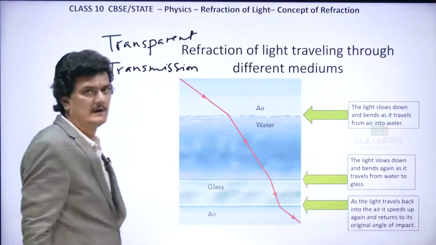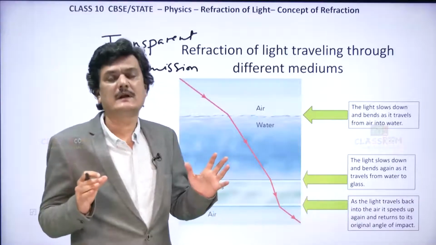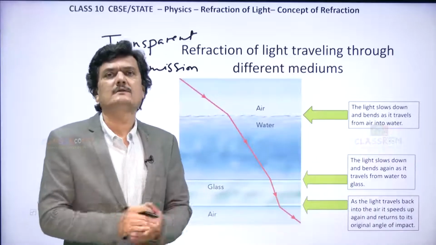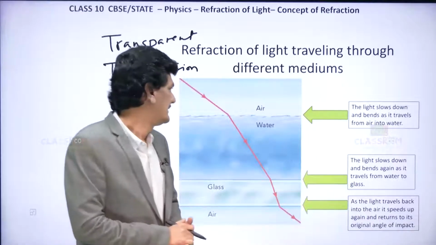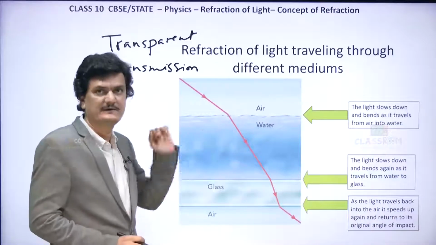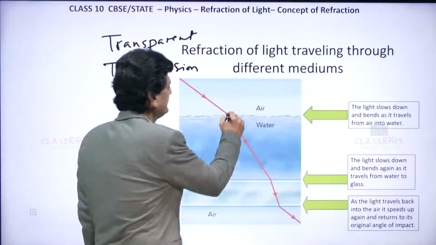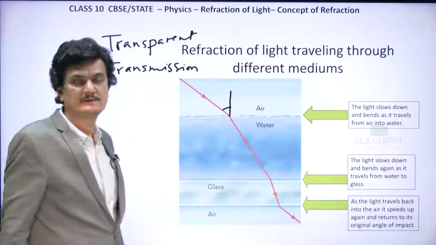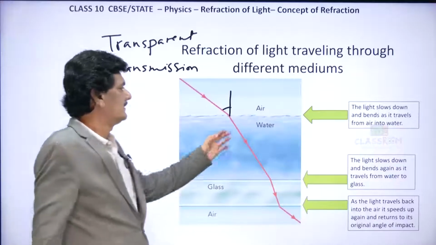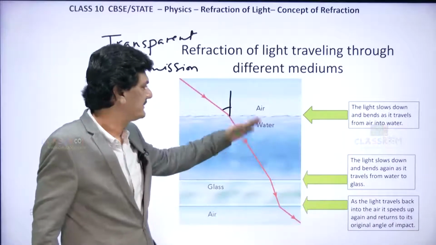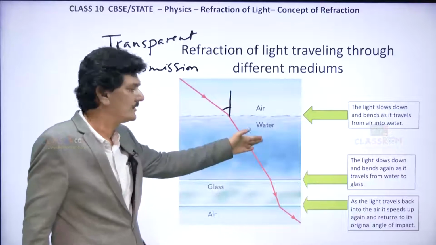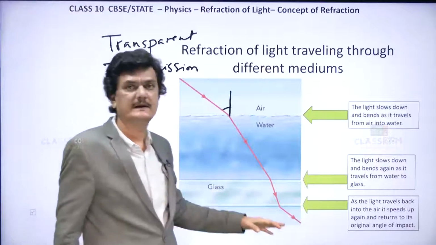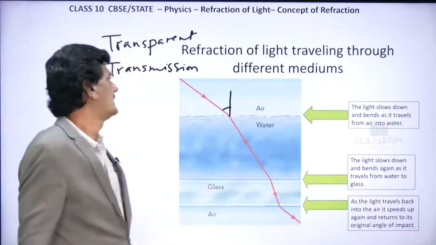Whenever light gets transmitted, there is one special case in which the light ray is obliquely incident. Obliquely incident means it is not normally incident, it is making some angle with the normal. Such a light ray, at the surface separating two transparent media like air and water, will bend.